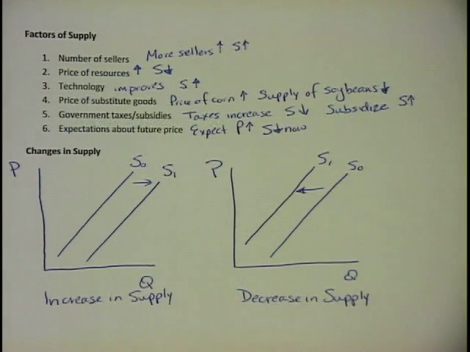So my supply would increase in the future, but for now, which is what we're always talking about when we do these, we would decrease our supply if we expect the price to go up.